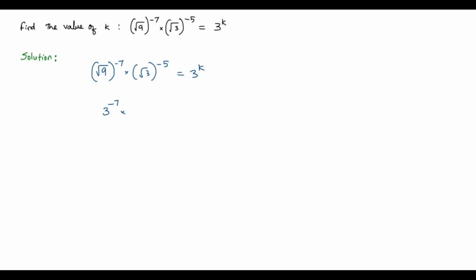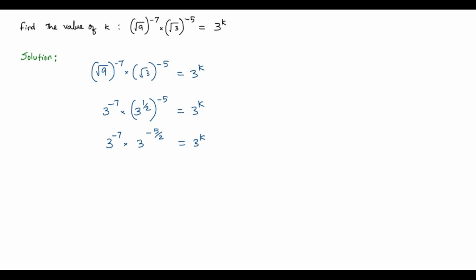If I change the square root as exponent, it will be 1 divided by 2, so that is 3 to the power of 1 divided by 2 whole to the power of minus 5 is equal to 3 to the power of k. Okay, so 3 to the power of minus 7 times, we can multiply these two exponents, so we get 3 to the power of minus 5 by 2 is equal to 3 to the power of k. Okay, in the next step we can multiply these two terms.